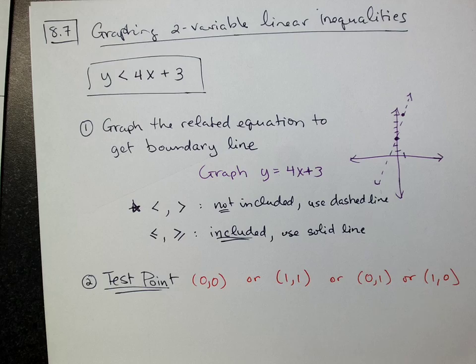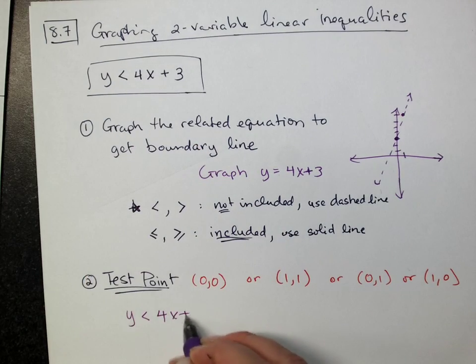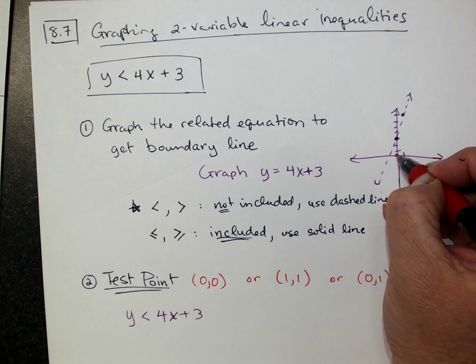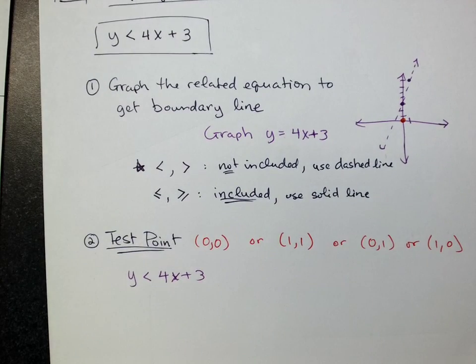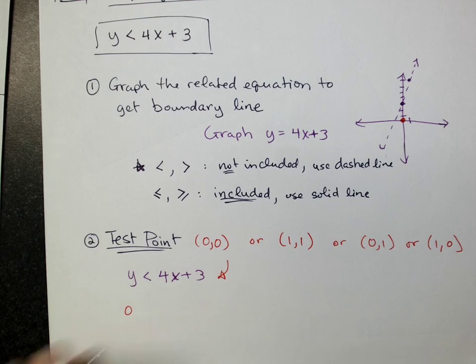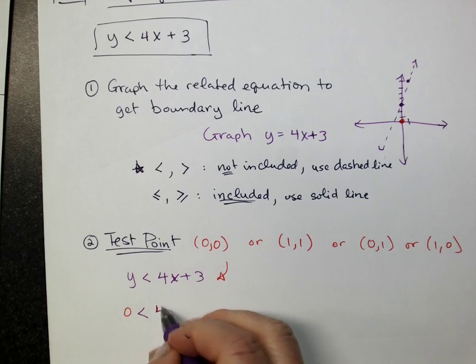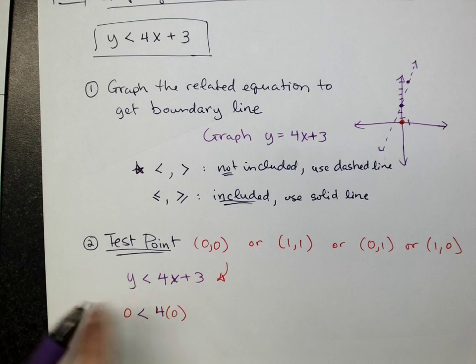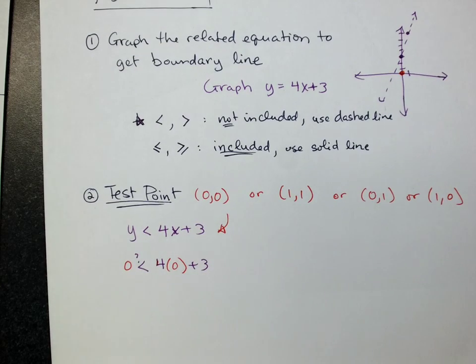So all the test point is doing is we go back to our original inequality, y less than 4x plus 3. And because this doesn't go through the origin, my test point, I'll even mark it here, is the origin, 0, 0. So I'm going to plug in that test point: 0 is less than 4x, which is 4 times 0, plus 3. I'm going to put a little question mark, because the point is I'm testing it. It might be true, it might be false. Okay, so I finished simplifying.